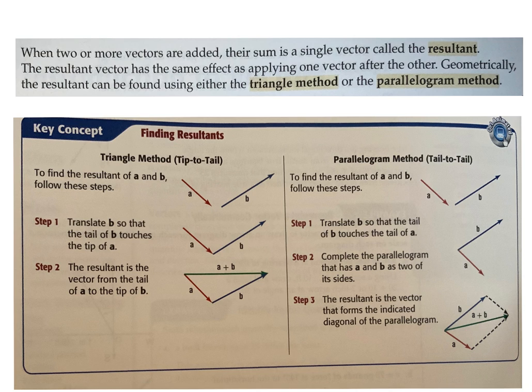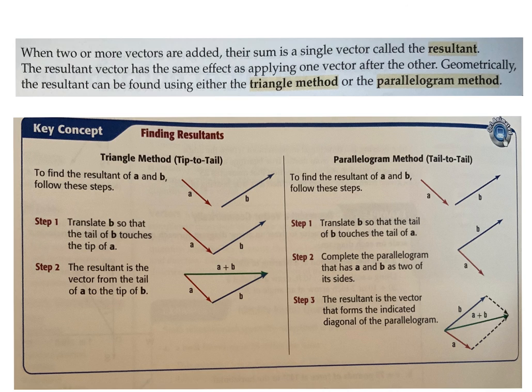So two or more vectors added, their sum is a single vector called the resultant. The resultant vector has the same effect as applying one vector after another. Think about it this way. If I were to walk towards Bobby and then walk towards Alyssa, if I added those movements together, it would be as if I walked straight to Alyssa. Same result, okay? Does that make sense?